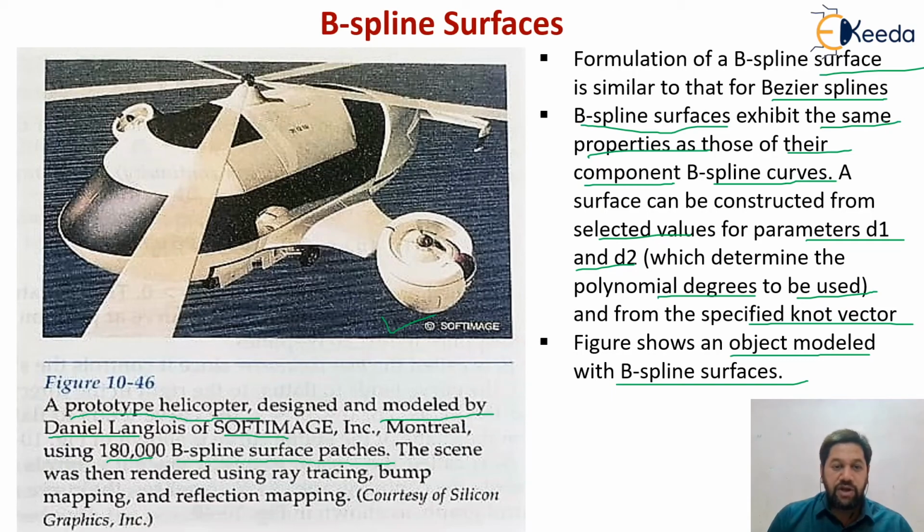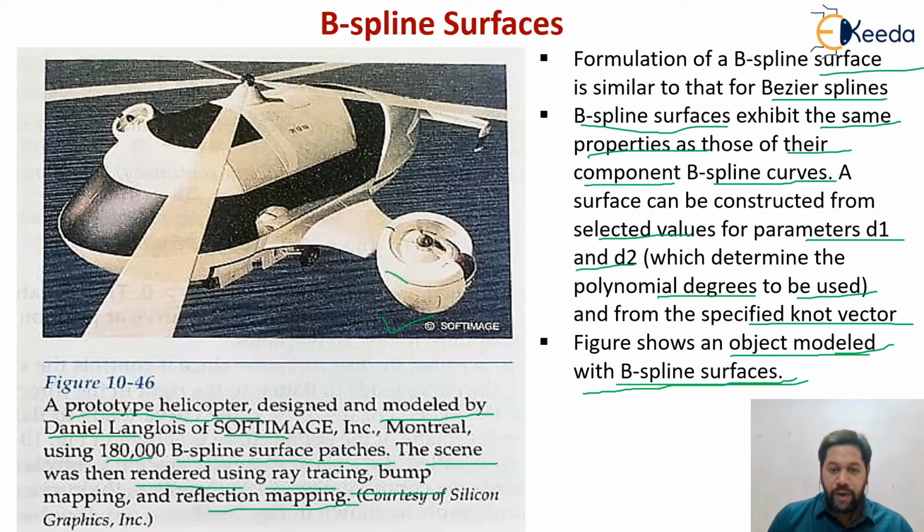So many things are connected with each other. Every shape is different, and all are connected with each other. The scene was then rendered using ray tracing, bump mapping, and reflection mapping. So this is one of the diagrams that we are considering. This object is modeled with the help of so many B-spline surfaces. Whenever there is a curve, all these curves in this diagram are achieved.